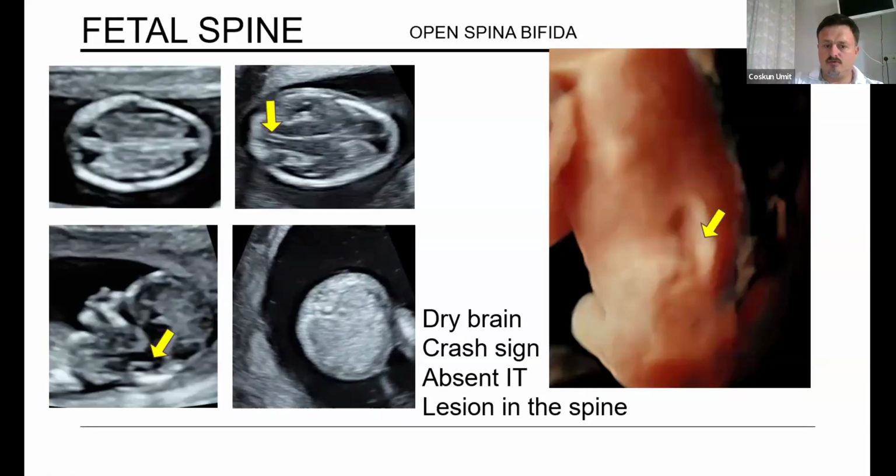The gold standard is, of course, finding and checking the lesion in the spine. But on the other hand, especially the brainstem, the occipital bone, and the brainstem findings, and the crash sign, are very important for open spina bifida. Here is a 3D picture of a poor baby. As you can see here, the lesion is in the spine.